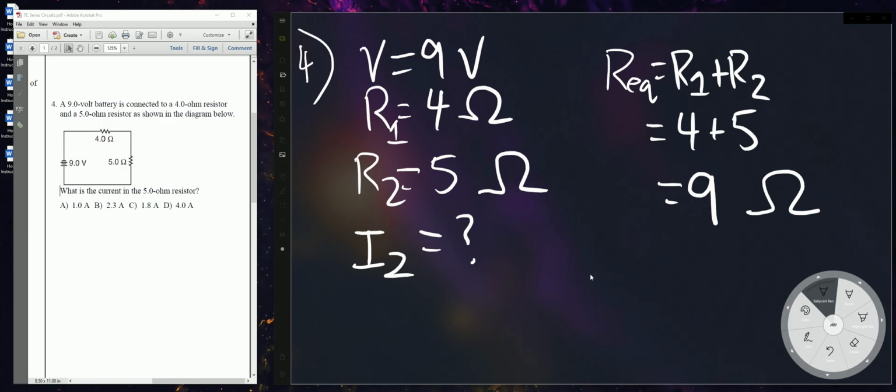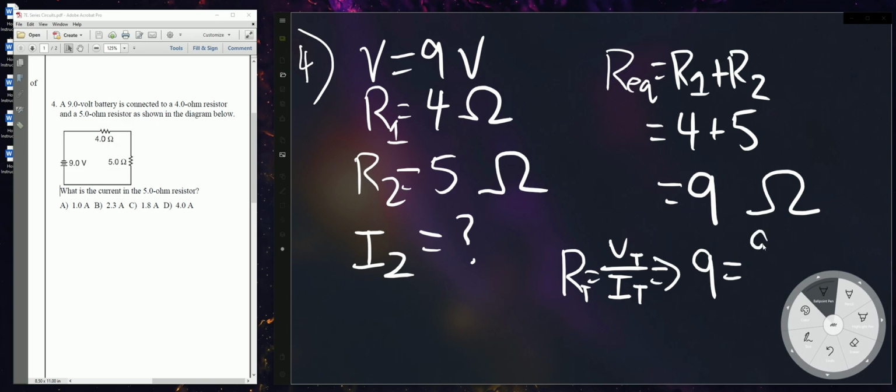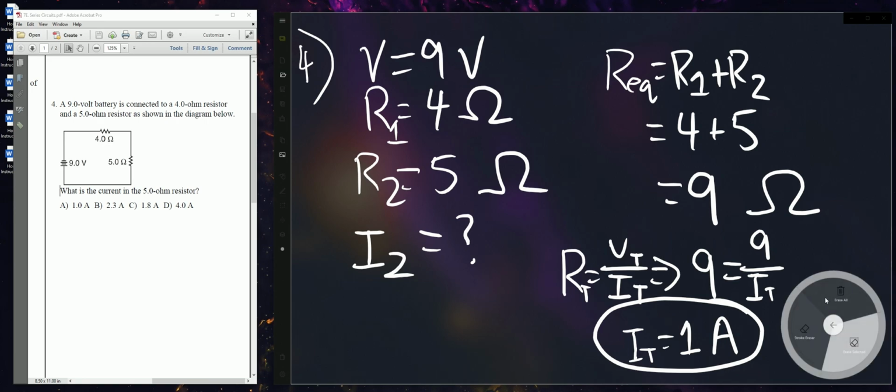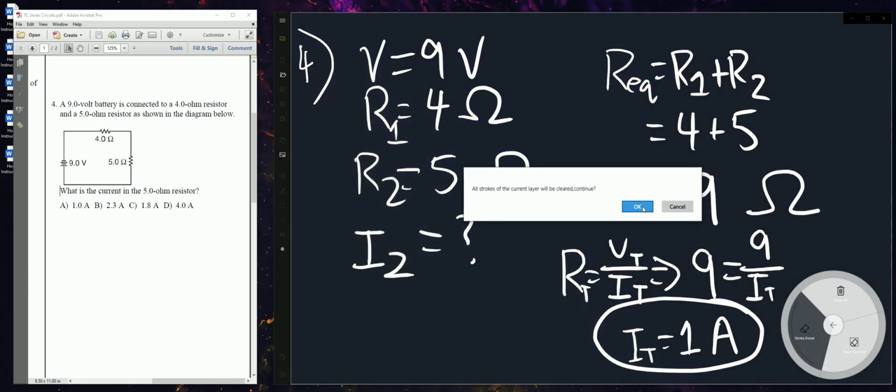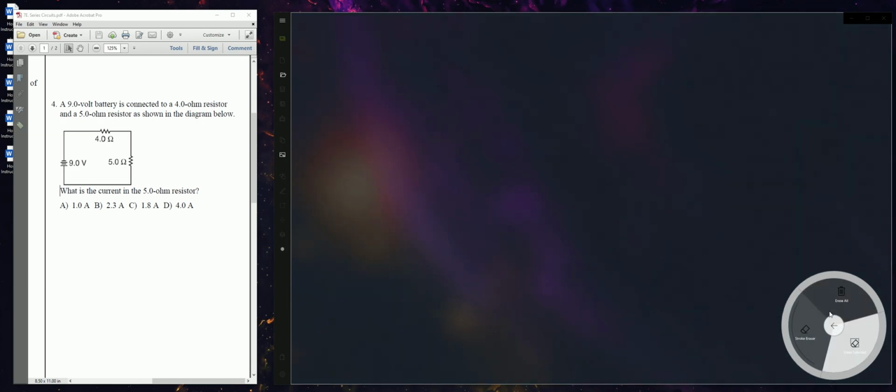Now you're going to use this formula, R is equal to V over I, because this is total. You get 9 is equal to 9 over I total, and your I total is going to become 1 ampere. But you also know that the current running through any resistor in a series circuit is 1 ampere. It doesn't matter which resistor it is, the current running through a series circuit is the same. So the answer is A.